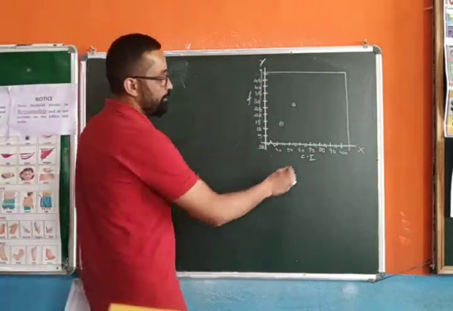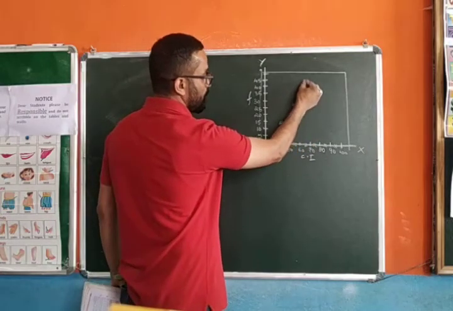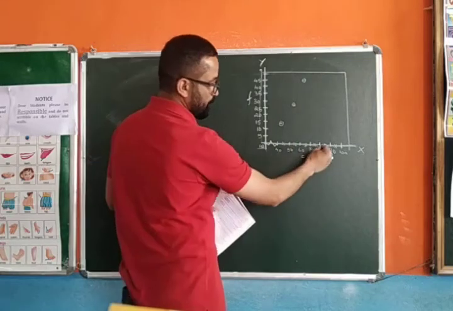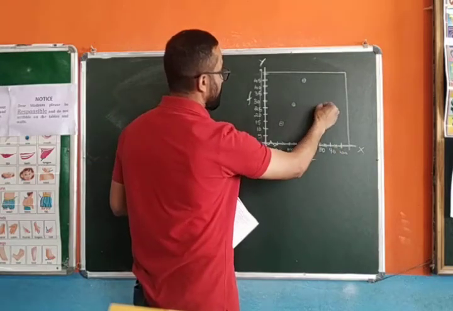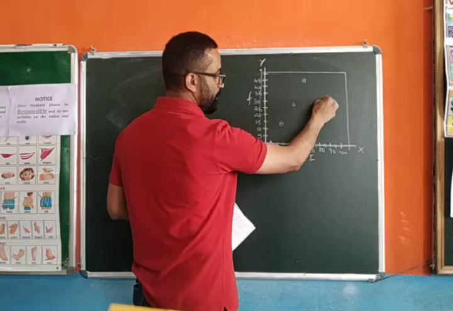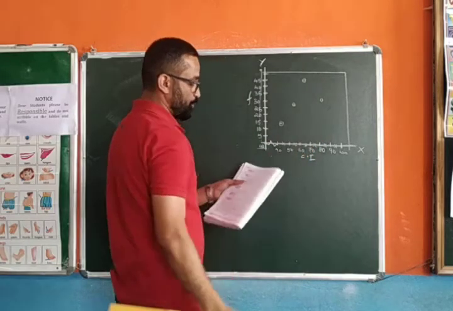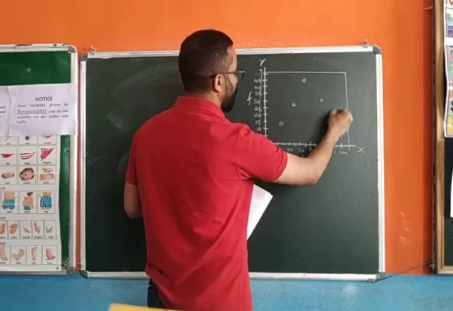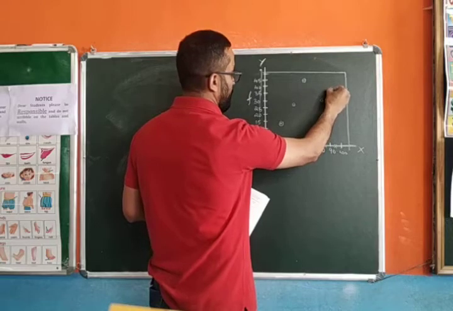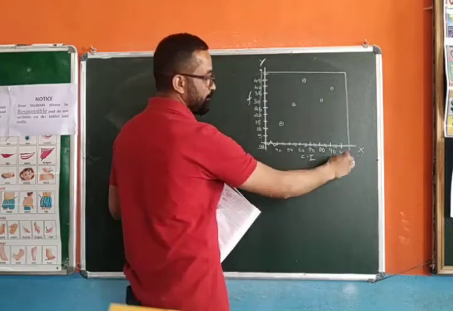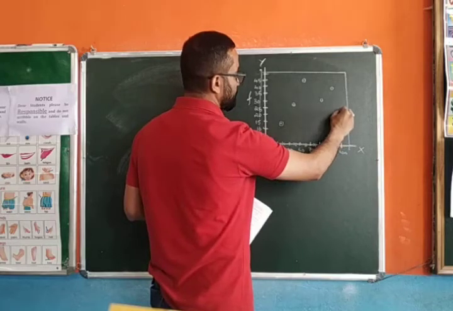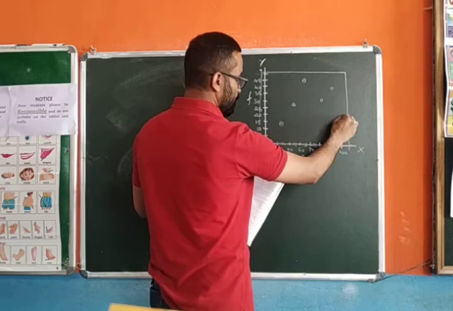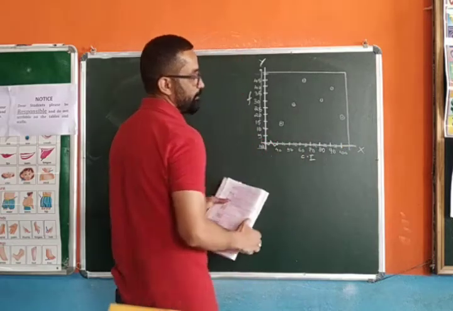Then we have 45. 45 you go mark it here. Then you have 32. Go to next marking, 30, two divisions up, 32. 41. You go to this, you have 41. And the last one is 18. Mark 18. 18 will be below 20, so y-axis, and then mark it here.